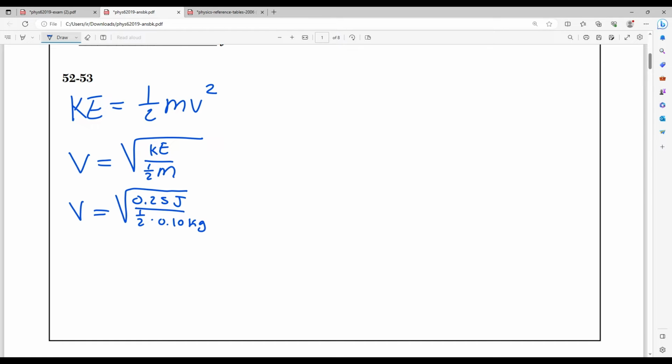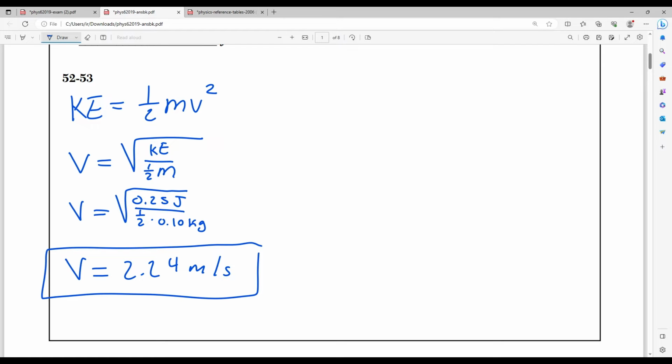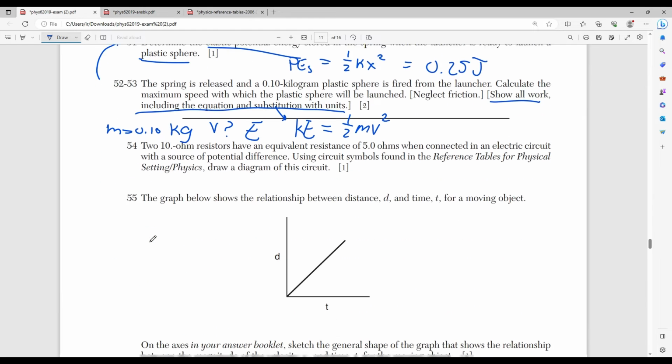Always include units. If you don't include units, you're going to have points taken off. Plug this into your calculator. You get v is equal to 2.24 meters per second. That's your answer. So now we're going to go ahead and move on to number 54.